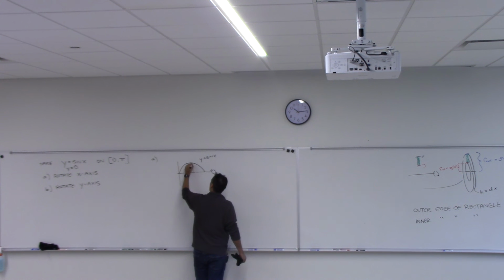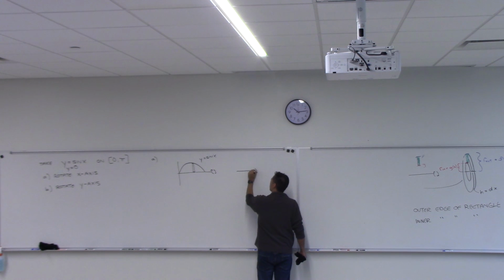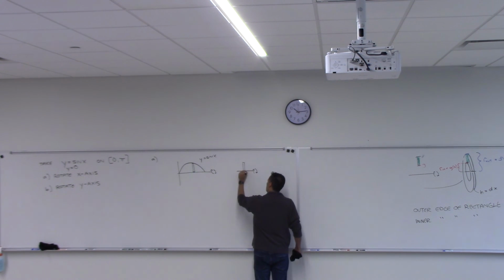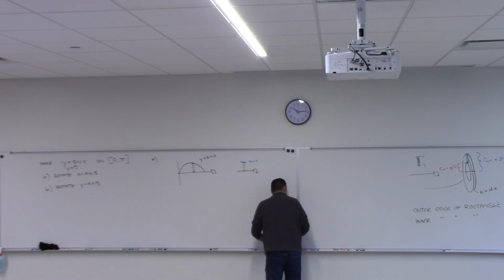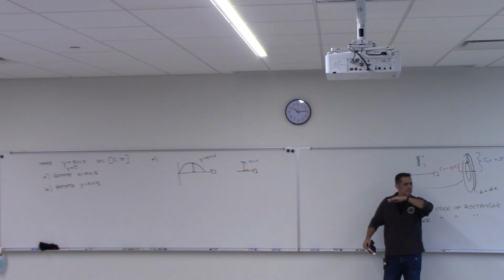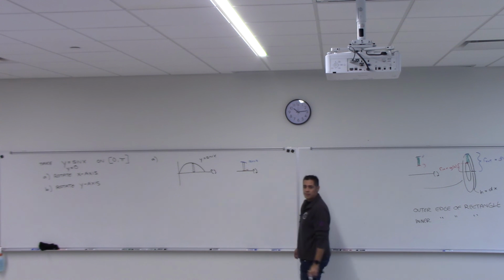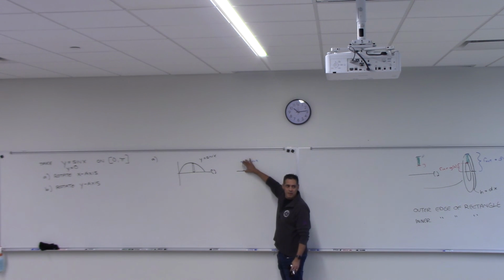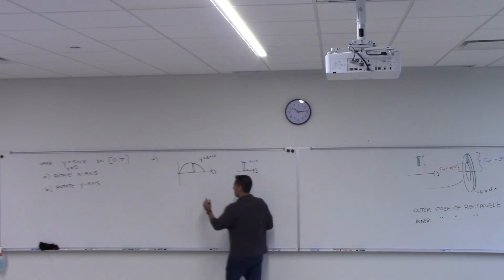So I'm going to have a vertical rectangle like this. Let me come over here. Here's my axis of rotation. I'm going to go a little faster now. I have my rectangle, and the only thing I have on top is the sine function, sine x. And on the bottom, you could say it's the 0 function, and it's always 0 the whole time. So what's the outer radius? Sine x. Inner radius? 0.